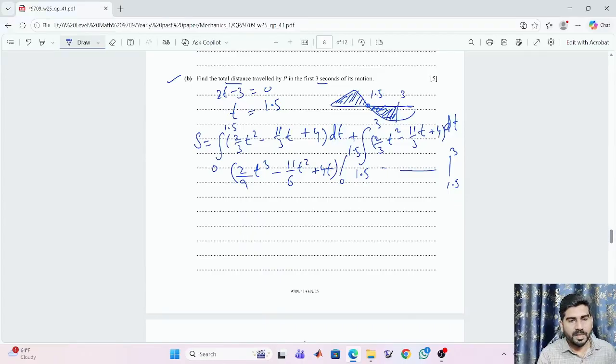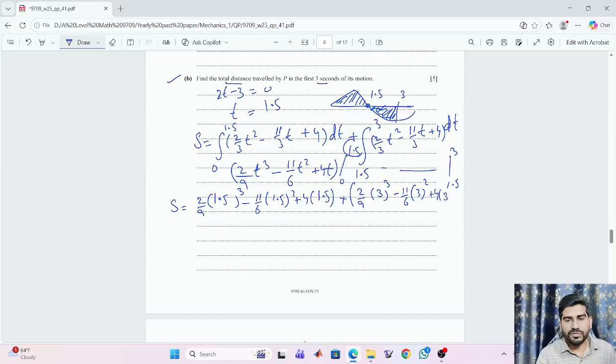Now we substitute. The distance is 2 over 9 times 1.5 cubed minus 11 over 6 times 1.5 squared plus 4 times 1.5. The lower limit is 0, and there is no need to substitute it because every term has t, so it becomes 0. Plus the rest: with upper limit 3, 2 over 9 times 3 cubed minus 11 over 6 times 3 squared plus 4 times 3, minus the lower limit, 2 over 9 times 1.5 cubed minus 11 over 6 times 1.5 squared plus 4 times 1.5. This is a long calculation, so I am using my calculator directly.